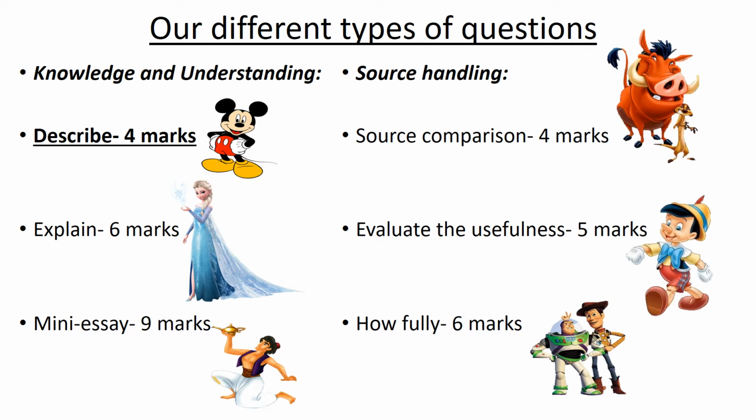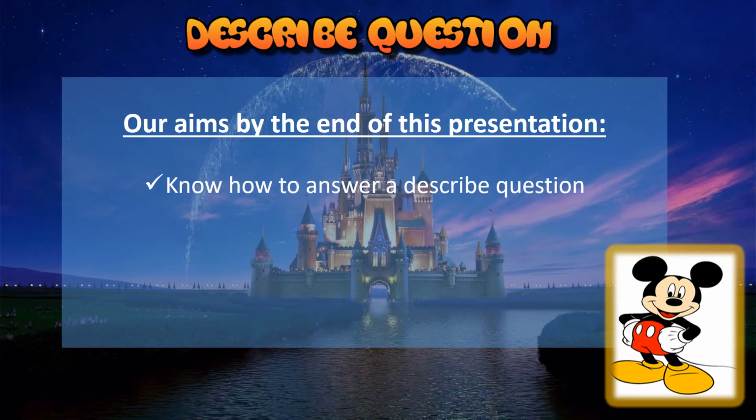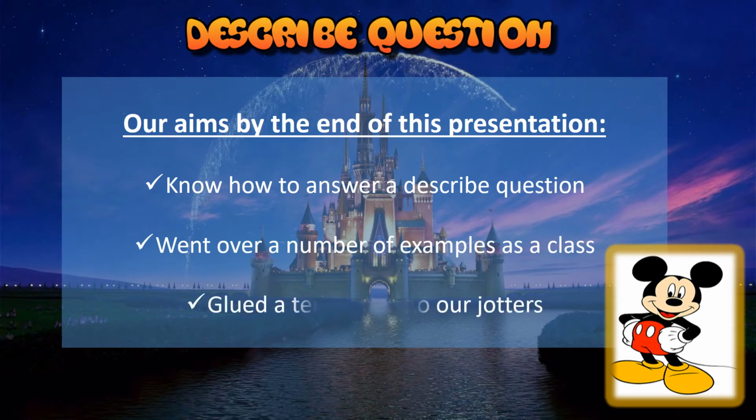Today's presentation is going to focus on the one that's underlined in bold there, which is the describe question, which is worth 4 marks, and again with our Disney mascots we have Mickey Mouse today. Now, our aim for the describe question by the end of this lesson, Mickey is aiming for you to know how to answer a describe question, to have gone over a number of examples as a class, and to have glued a template into our jotters. Now again, if you've not got a hard copy of this presentation, if you're just watching this via the YouTube channel, then you can just copy the template into your jotter.